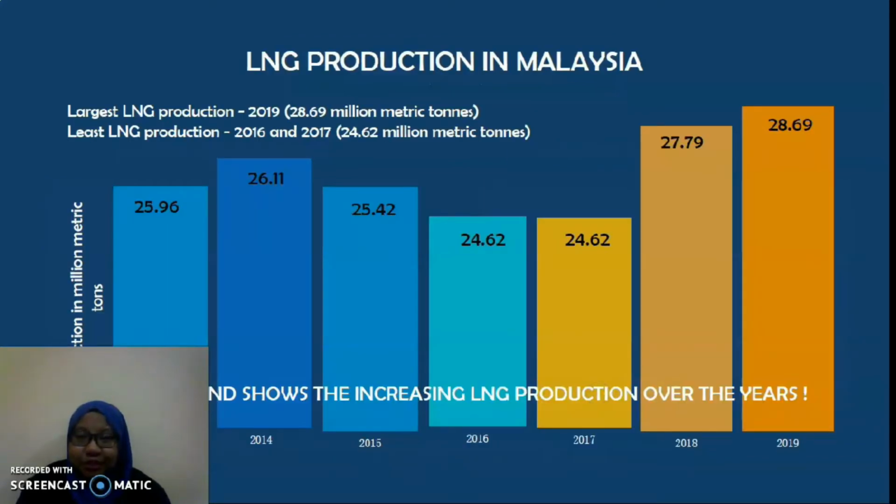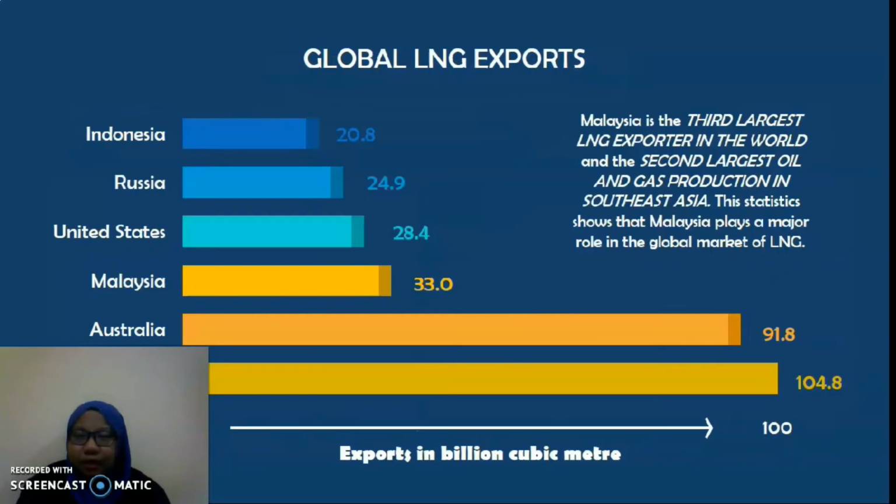For LNG production in Malaysia, we can see that the trend is fluctuating. However, in recent years, the trend is actually increasing, with last year as the largest LNG production, which is about 28.69 million metric ton LNG being produced. Talking about global energy export, Malaysia is actually one of the key players in the global energy exports because it is the third largest energy exporter in the world and the second largest oil and gas production in Southeast Asia.